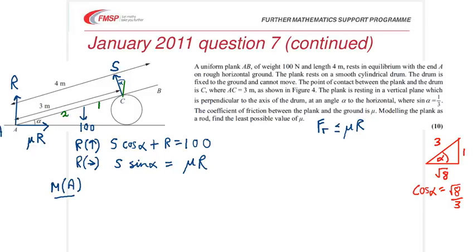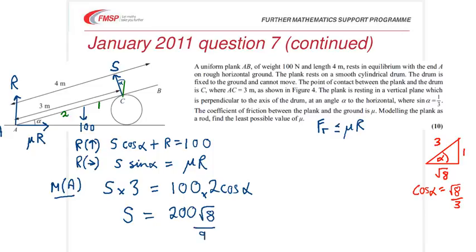So moments about A: S times 3, that's anticlockwise, and that must be equal to the weight of the plank, which I've drawn there. It was a uniform plank, the weight's at the centre. 100 times the distance, which is 2 cos alpha. 100 times 2 cos alpha. Putting cos alpha in as root 8 over 3 gives us, you can check this, S equals 200 root 8 over 9. That's that done. So we know S.